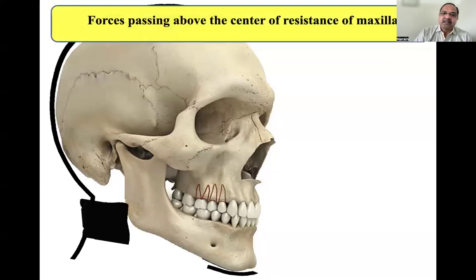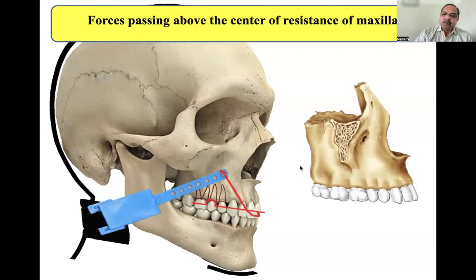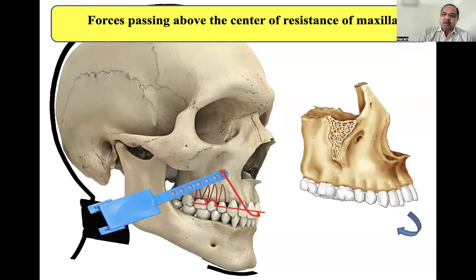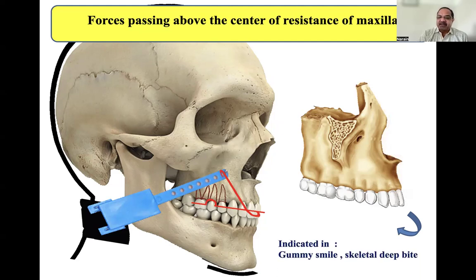Now we'll talk about the biomechanics of cervical pull headgear. Now, if the forces are passing through the center of resistance with a cervical pull headgear, you can see that there will be a clockwise movement. And this is indicated in cases where you have a gummy smile and skeletal deep bite. It is a rare occasion, but you do see in class 2 D2 cases where you have a gummy smile and a skeletal deep bite. So what does this do?